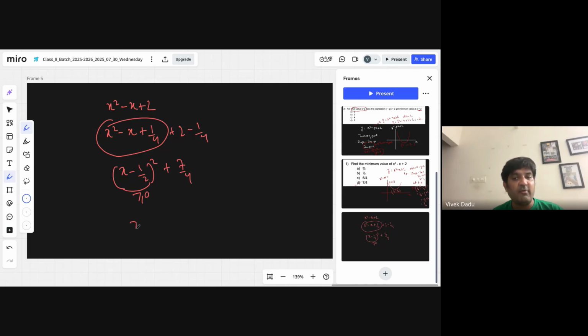So 7 by 4 plus this guy, which is always 0 or greater than 0. So the overall value will be greater than 7 by 4 or, worst case, 7 by 4. So that means this overall cannot go lower than 7 by 4.